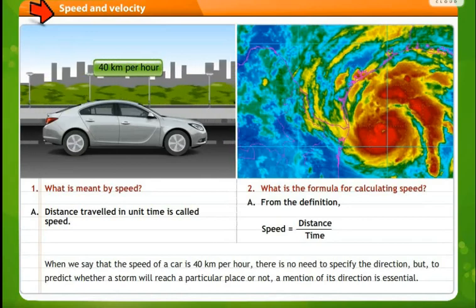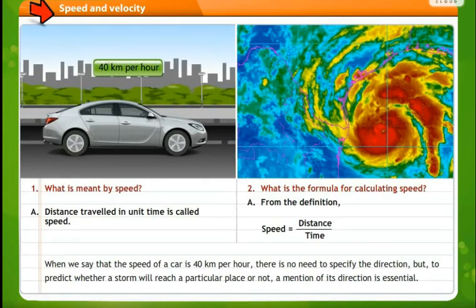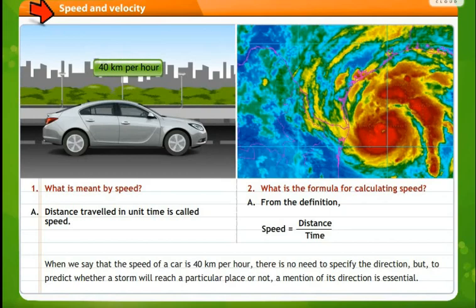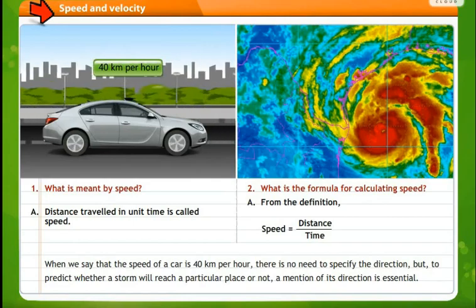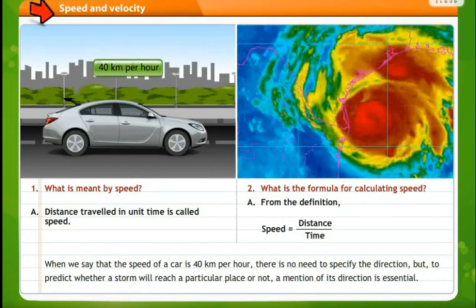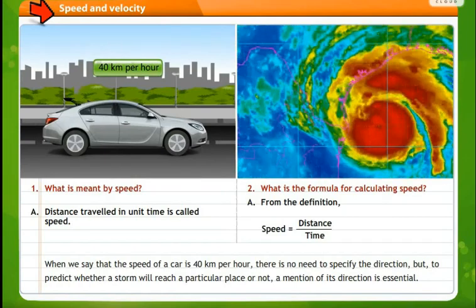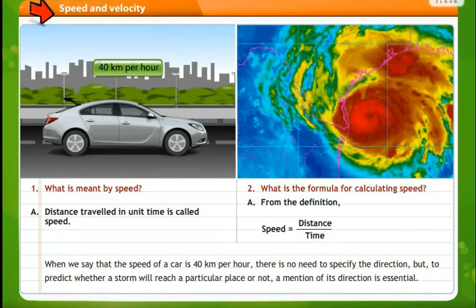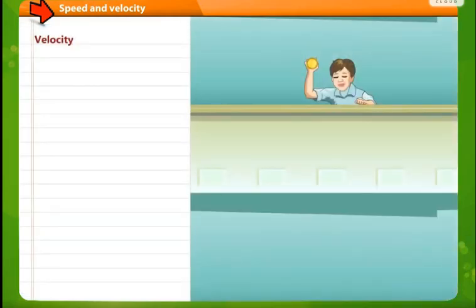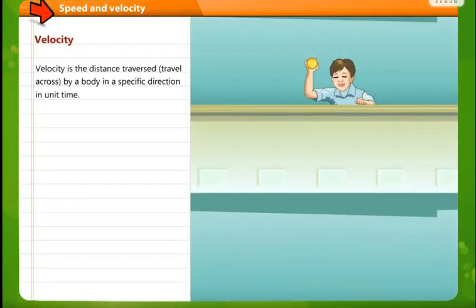When we say that the speed of a car is 40 km per hour, there is no need to specify the direction. But to predict whether the storm will reach a particular place or not, mention of its direction is essential. Now, when we mention speed along with its direction, this is the concept of velocity. Velocity is the distance traversed by a body in a specific direction in unit time.